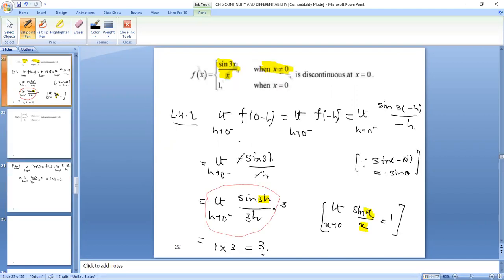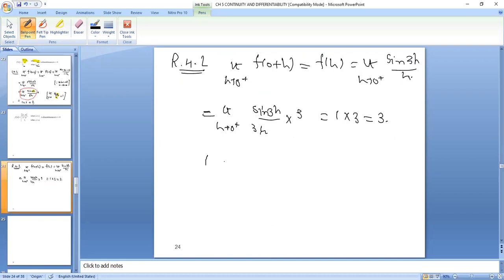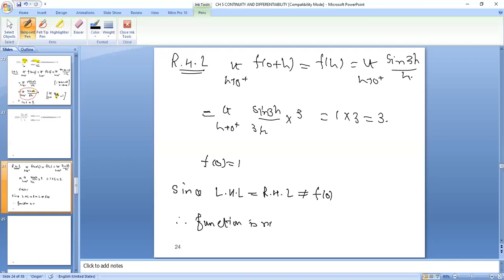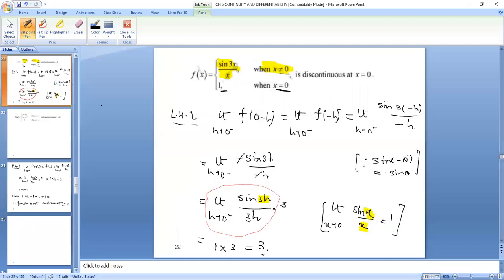Now the value of the function. The value of the function f of 0 is given to us, 1. So since left hand limit is equal to right hand limit, but it is not equal to f of 0, right? Therefore, the function is not continuous at x is equal to 0. The function is not continuous.